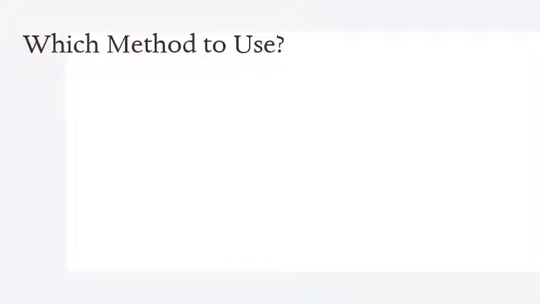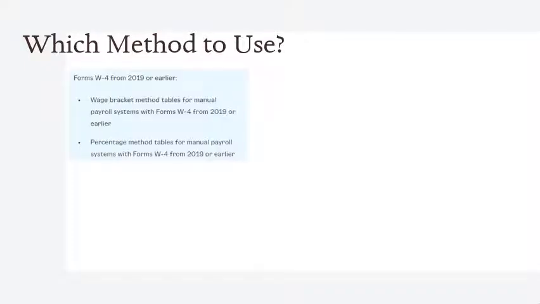So which method to use? This sums up what we've talked about earlier. For forms W-4 from 2019 or earlier, you can use the wage bracket method for manual payroll systems, or you can use the percentage method for manual payroll systems for Form W-4 from 2019 or earlier. But if you process payroll manually, you do have the option to use the wage bracket method if the employer chooses to do so.